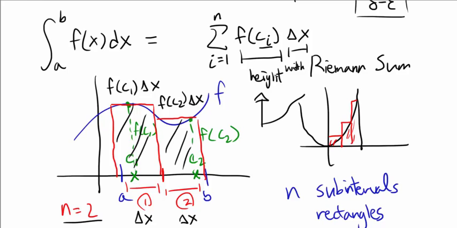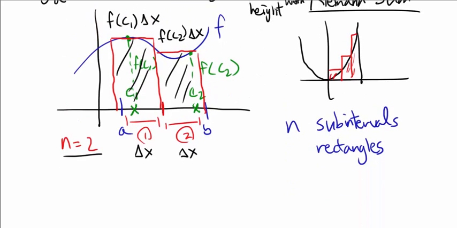Once again, the sum from i equals 1 to n of f of c sub i times delta x is the Riemann sum. But what do we do? What do you want to do with the Riemann sum? Well, let's think about it.